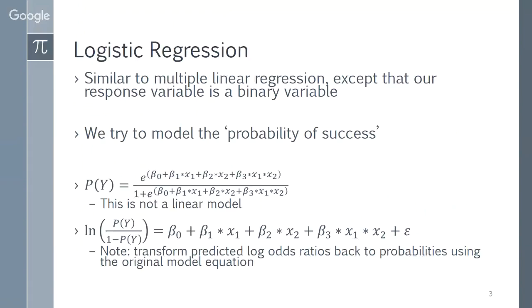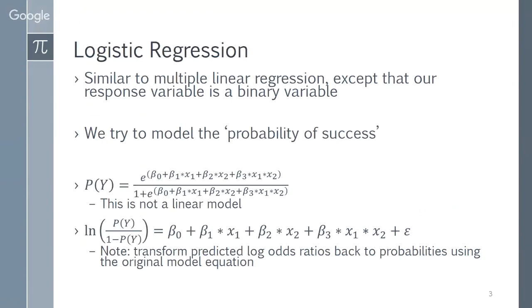So for example, if you have cancer, what's the probability that you survive? Well, that can depend on a lot of things, right? Maybe how old you are, whether or not you're a smoker, whether or not you drink, what treatment you're getting, how long you get it for. Maybe there are some other variables too. So we're going to try to model and estimate your probability of success.